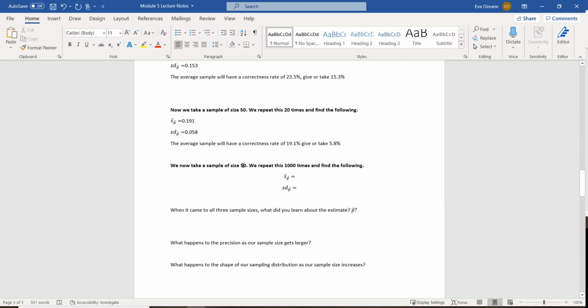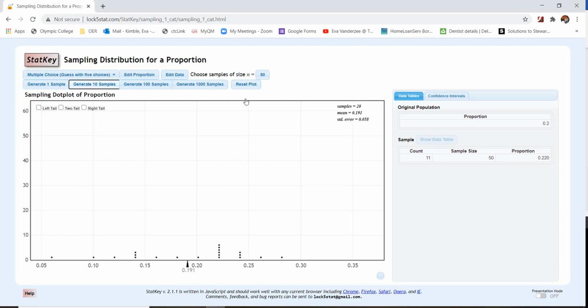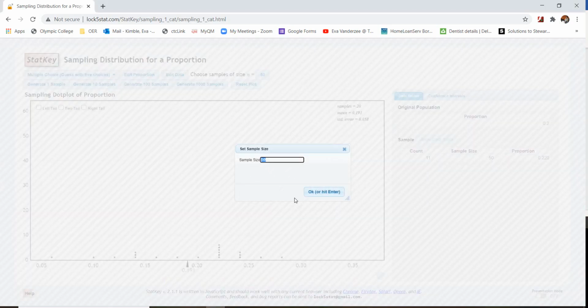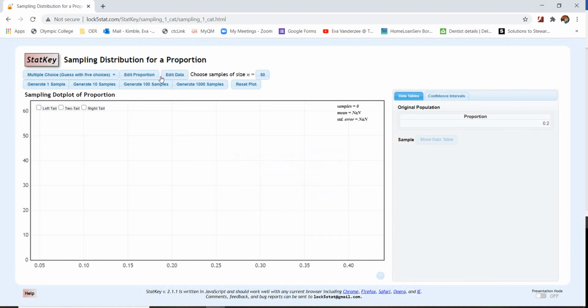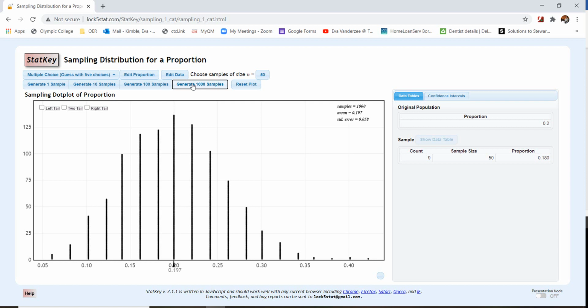So let's keep the sample size at 50, but let's repeat this 1,000 times. That means we're going to have 1,000 different surveys. So let's do it. Sample size, we still want that to be 50. And now we want to do it 1,000 times. So we did it 1,000 times. And what happened is that our mean is still pretty close. It's 0.197, but our standard error remained the same.